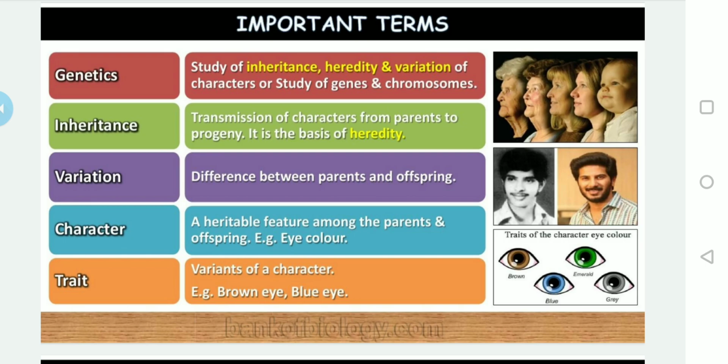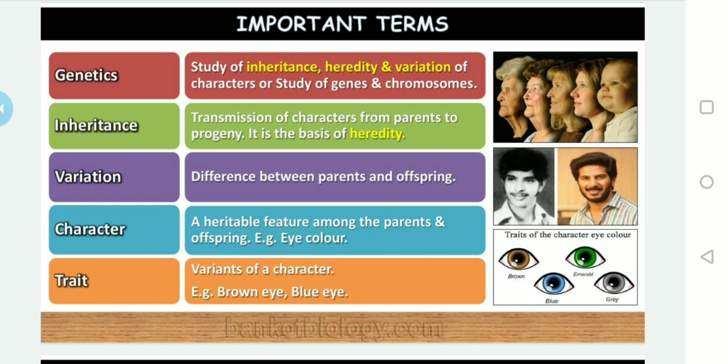I am discussing the first chapter. I told you while we were discussing the types of reproduction, variation is necessary for evolution. That can be seen only in sexual reproduction, but in asexual reproduction we cannot see variations, because they are exact copies of the parents.